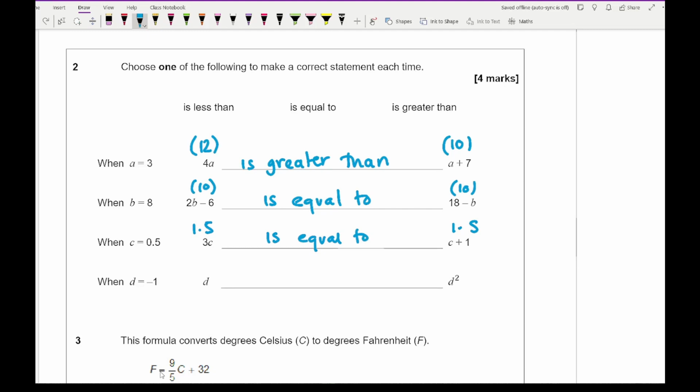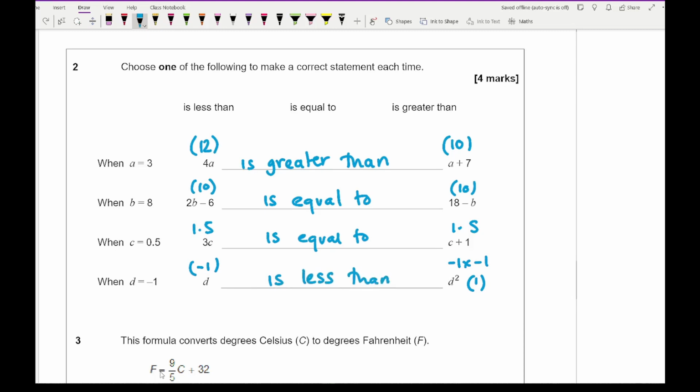Then for the last one, it says d equals minus 1. So d is just going to equal minus 1. And d squared, well, that's going to be minus 1 times minus 1. A negative times a negative is a positive, and 1 times 1 is 1. So that's going to give me an answer of positive 1. So this one is going to be is less than.